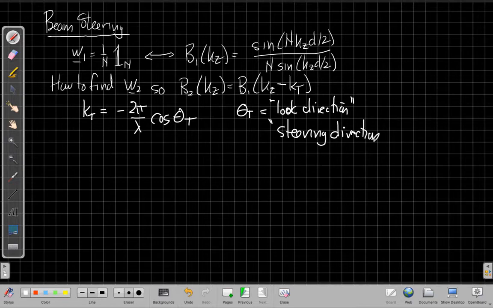Slightly different vocabulary, but they mean the same thing. So we now want to change the sensors before we combine them so that energy coming from the theta t direction gets constructively reinforced. So let's first think a little more conceptually using our DSP intuition, and then we'll do the hard math. We say, well, if I think of it this way, kz is a kind of spatial frequency.